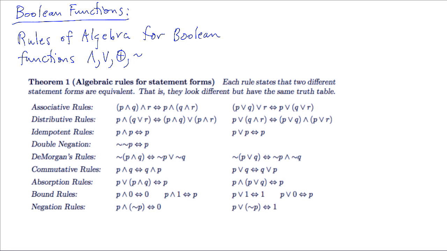Okay, in this video I'm going to give some examples of using the rules of algebra for Boolean functions that involve the basic Boolean functions and, or, XOR, and not. Actually, this table doesn't contain rules for the XOR function, just and, or, and not. Okay. I've already gone over the associative and distributive rules in separate videos. And in one of the more recent videos, I even proved the distributive law using truth tables.